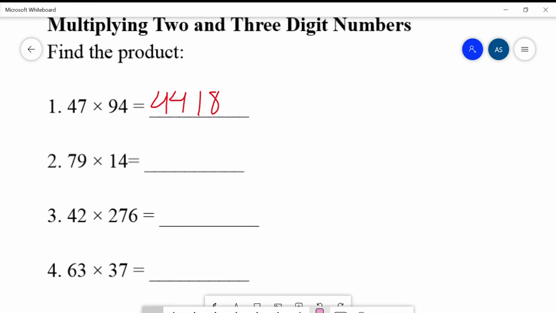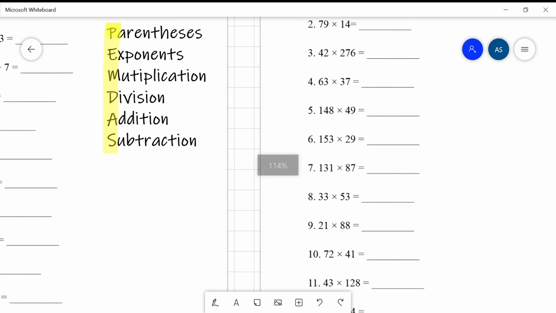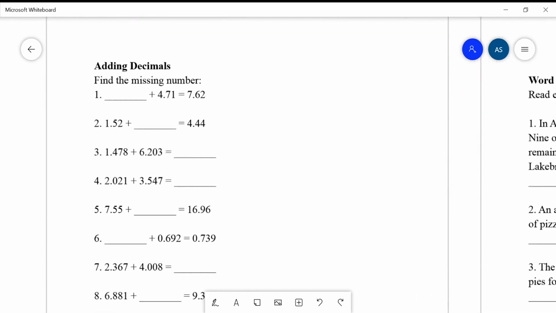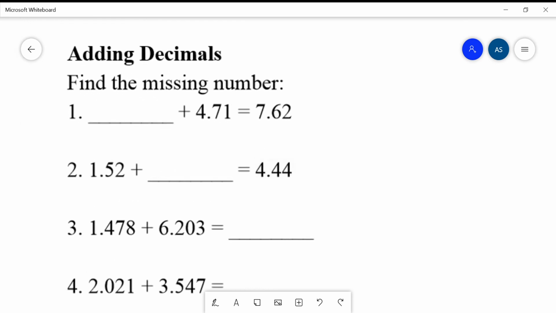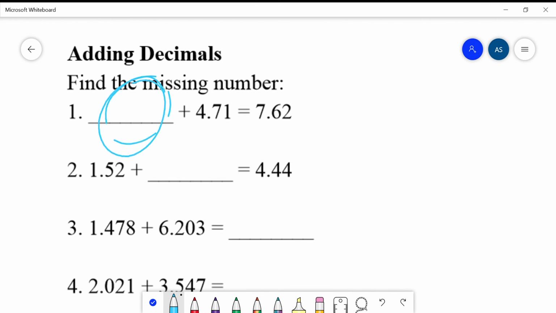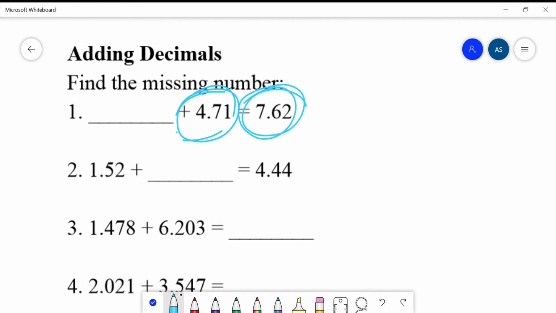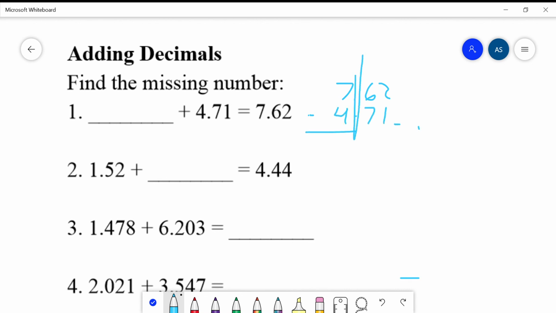And moving on to our next page, we have adding decimals. Alright, this should be pretty simple as well. Just as you are finding the missing number in a regular addition, do not think about the decimal, it's not that big of a deal. You're going to be subtracting the added number from the total number to get our missing number. Alright? So now from here, if we do 7.62 minus 4.71, we're going to have to line up the decimals, remember.